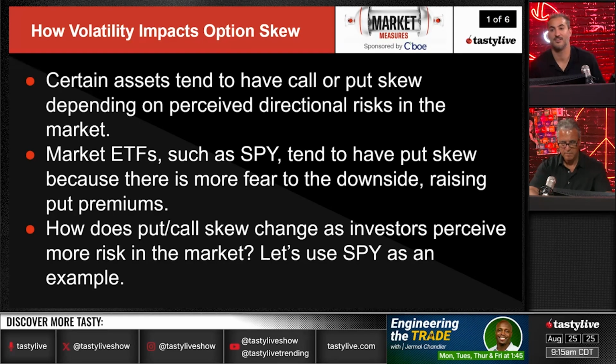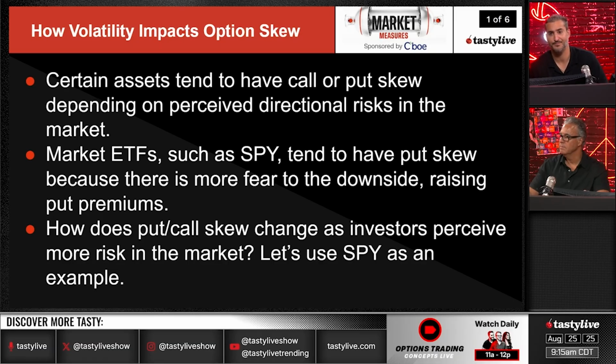Market ETFs such as SPY tend to have put skew because there's more fear to the downside, raising put premiums. The velocity of risk, the big moves, are typically to the downside. Some equities, like Tesla or Palantir, you'll see upside skew because the moves are typically bigger to the upside than the downside. So what we're going to look at is how put or call skew changes as investors perceive more risk in the market.